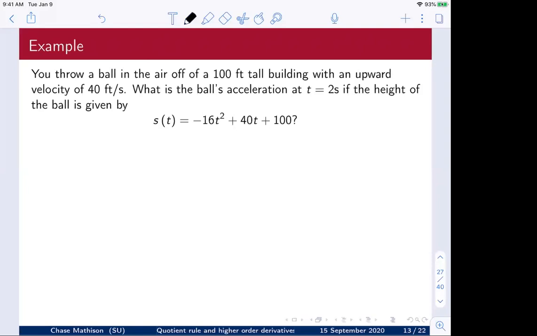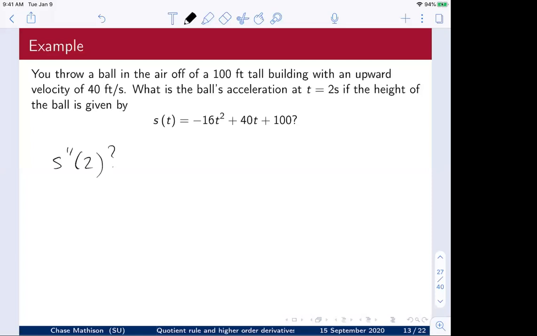acceleration. Velocity is the first derivative of a position function. Acceleration is the second derivative of a position function. Okay, so all I'm asking here is what is s double prime of 2, right? That's me boiling down the question into math symbols, right?